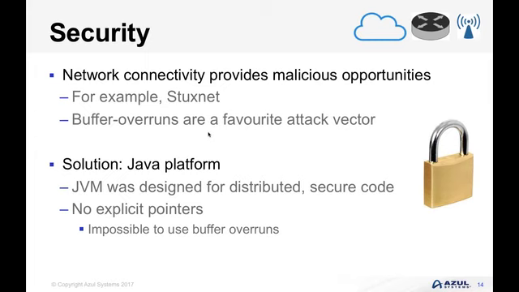Java doesn't use explicit pointers. So when you're dealing with a pointer to an object, it's an implicit pointer to that object. There's no actual number that you can manipulate. So you can't change the address of that object that you're referencing by adding something to it. It just doesn't work that way. So it's actually impossible to use a buffer overrun in Java because you simply can't index off the end of an array. We get an index array out exception.